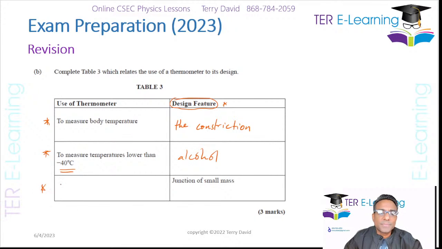And the last one, they said junction of small mass. That's a design feature, right? So the thermometer that they're talking about here, once you see a small junction, you're talking about a thermocouple, right? Now, one of the design features of a thermocouple is that it has small electrical junctions, right? And what is the advantage of that? It allows the thermometer to measure rapidly changing temperatures. So the answer that I want here, right, is to measure rapidly changing temperatures. That's what I want, right?